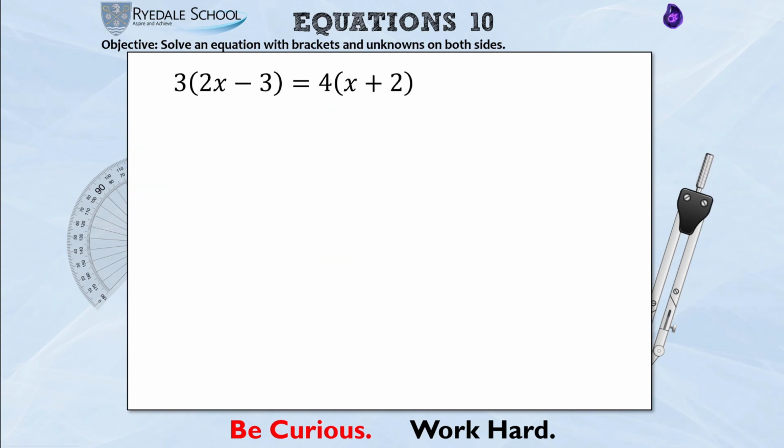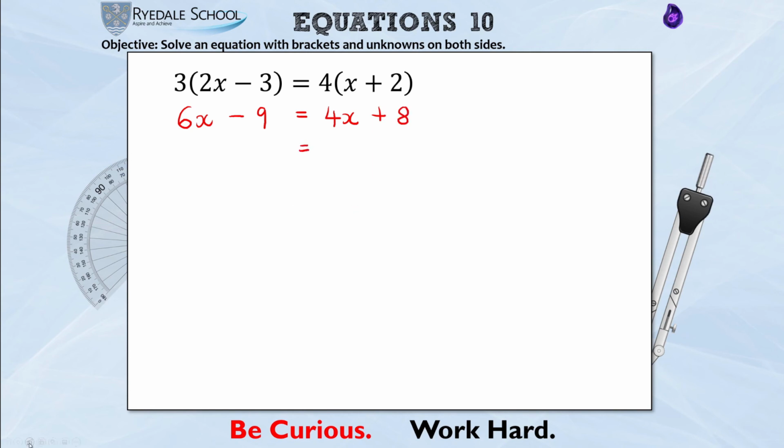Let's take a look at one final example. So, multiplying out this bracket, we can see we have 3 times 2x. Well, 3 times 2 is 6. So this one is 6x. 3 times negative 3 is negative 9. Equals 4 times x, 4x. And 4 times 2 is 8.